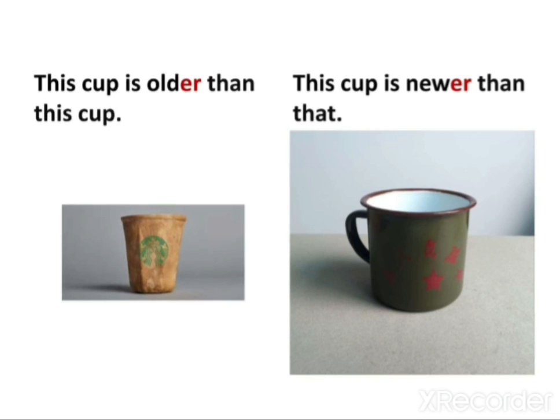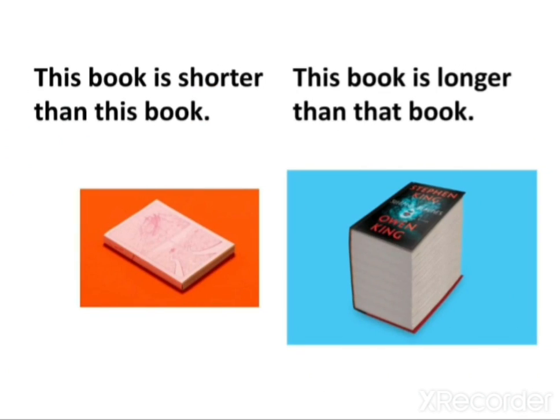Okay. So let's look at this. What did I do? I added er to the word old and I added er to the word new. So when I am comparing two things, if the adjective, in this case old and new, is one syllable or one beat, meaning it's a short adjective, we add er. Let's look at another example.